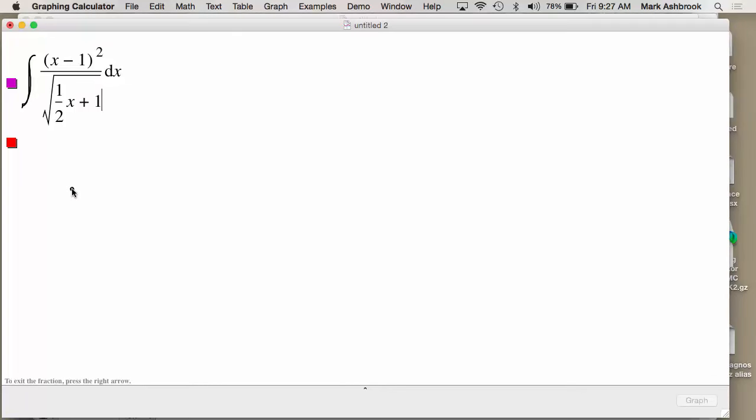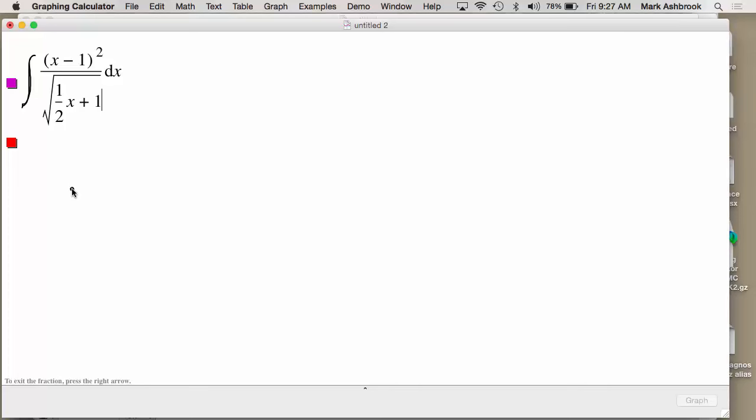Okay, here we go. So the integral of (x minus 1) squared divided by the square root of 1/2 x plus 1. First question we always ask is, is it undoing the chain rule? Do we have the derivative f prime of the interior of the other factor? No, right? So this is not that.